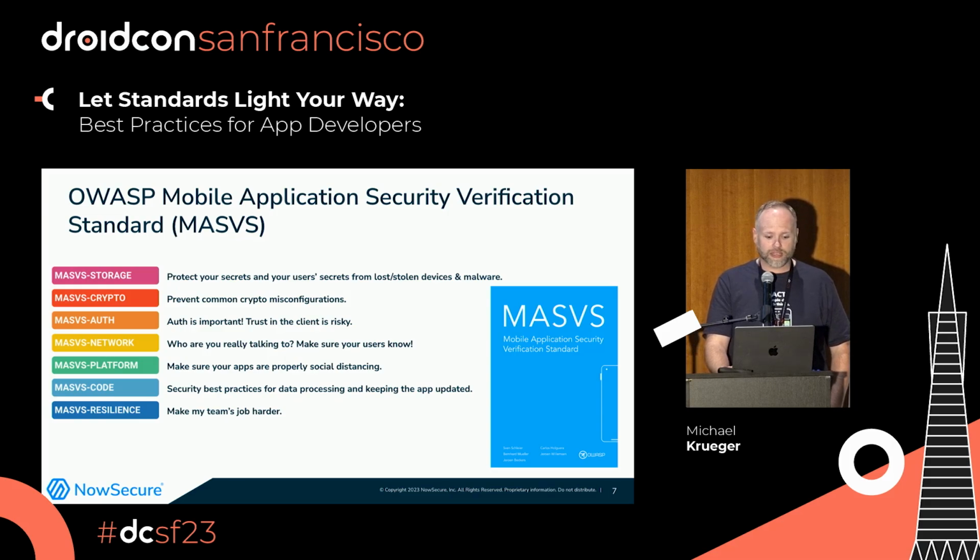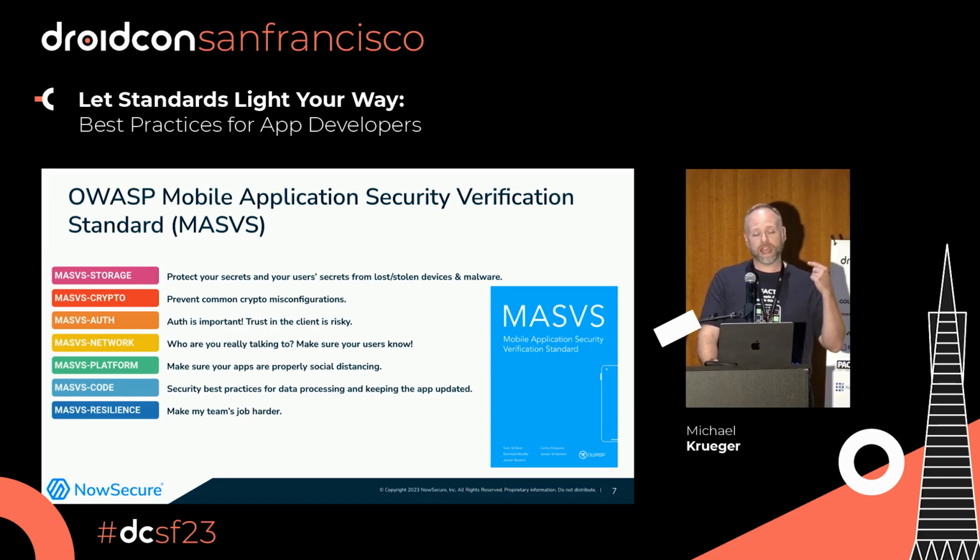We know that the platform is important, who you're operating on. We need to make sure that the apps are properly social distancing, right? You don't want your app talking to another app unless you intended that app to talk to another. We know that we need to care about code quality and security best practices for data processing. We need to keep the app updated. And finally, we care about the resilience of the app. So make my team's job harder. Make it hard for us to do what we're trying to do, which is compromise the app and ultimately uncover security vulnerabilities.